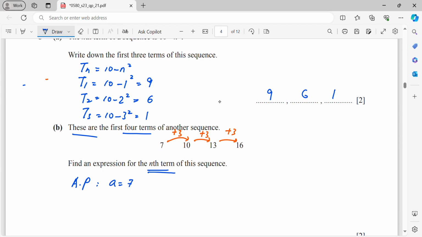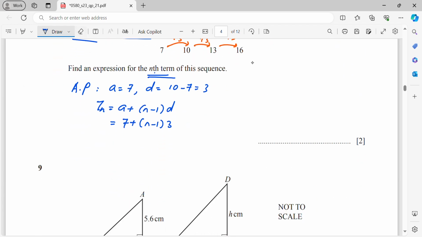First term a is 7. Then the common difference is basically second term minus first term. That is 3, increases by 3. So then the nth term, Tn, equals a plus n minus 1 d. My a is 7, then n minus 1, the d is 3. Just replace, and then you do expansion. The 3 will be multiplied to the n minus 1. You will be getting 7 plus 3n minus 3. So 7 minus 3 is 4, then end up with 3n plus 4. So that is your nth term.